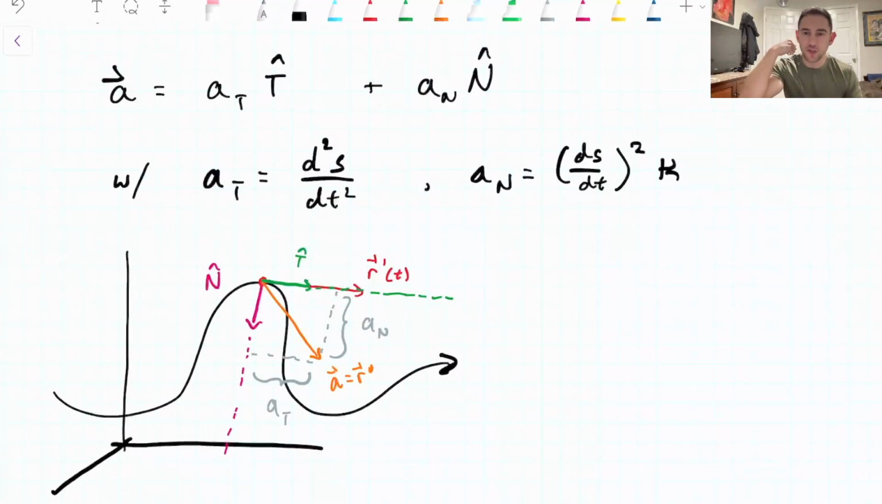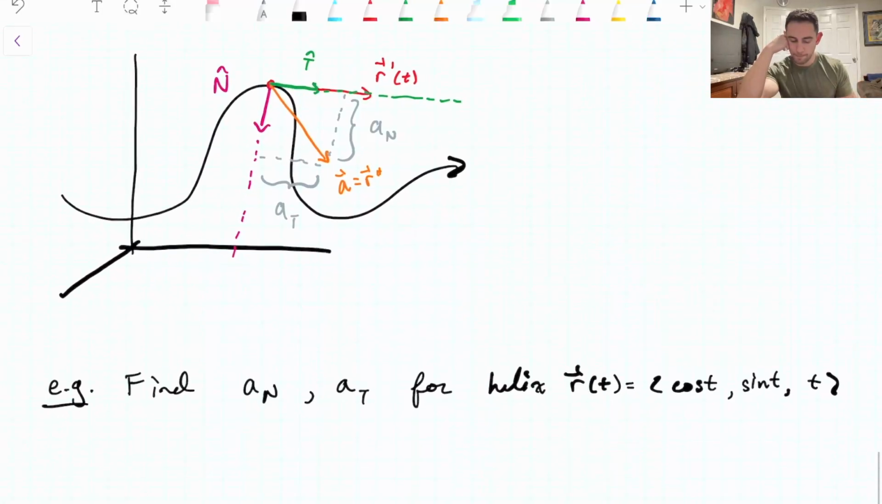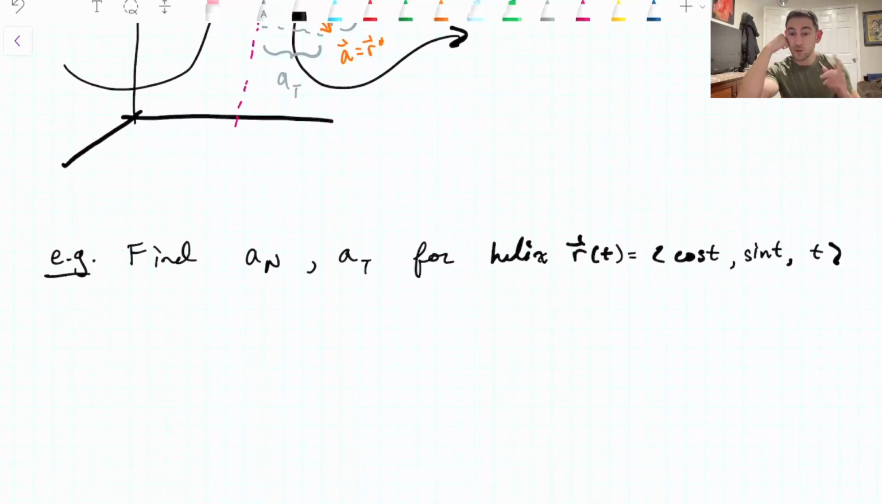The last thing let's do then together is to return to our helix and find these tangential and normal components of the acceleration for the helix. It'll be easy, because we know a lot about this helix already.